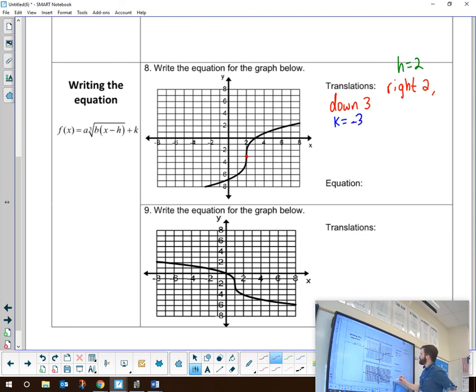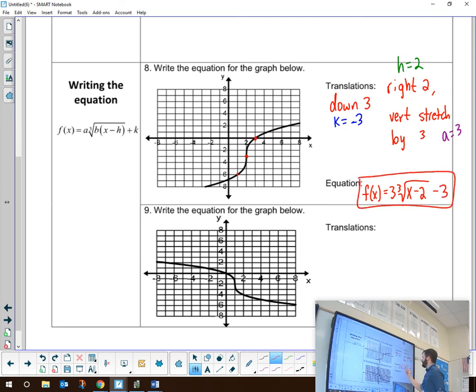Now, notice something else. It stretches. It goes up 3 over 1, down 3 to the left 1. So that means that we're going to have a vertical stretch by 3. And that also means that my a is equal to 3. So now I can write my equation. My equation is going to be f of x equals a, which is 3, times the cube root of x minus my h. So x minus 2, it's opposite in there. And then on the end we have my k of minus 3.